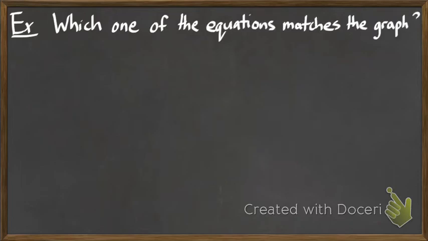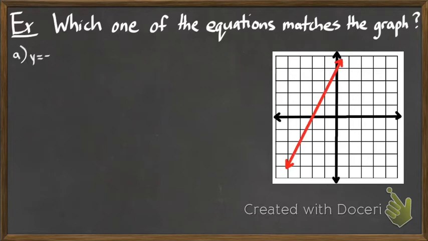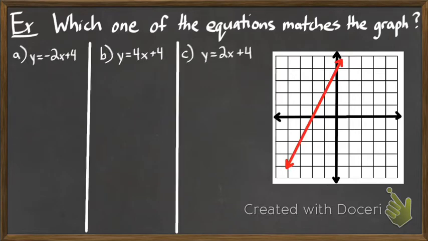So which of the equations matches the graph? Okay, so we're given a nice little graph, and we're given the equations. So our first equation is y equals negative 2x plus 4. Our second equation is y equals 4x plus 4. And our third equation is y equals 2x plus 4.